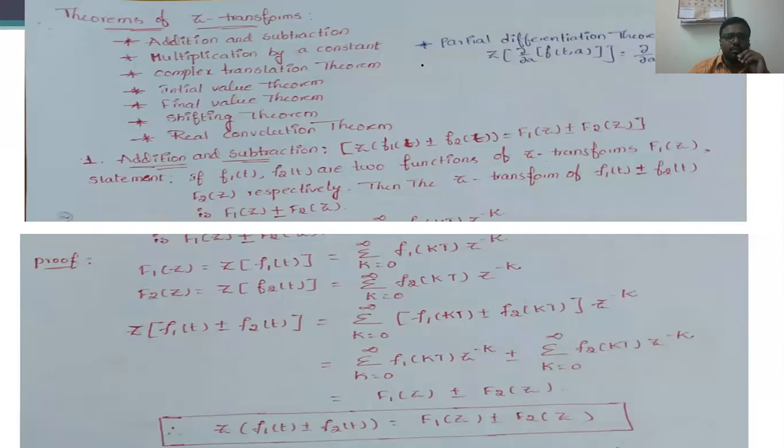So we have different properties regarding this one, that is theorems for Z transform. The first property or the first theorem is addition and subtraction, multiplication by a constant, complex translation theorem, initial value theorem, final value theorem, shifting property or shifting theorem, convolution theorem, and partial differentiation theorem.